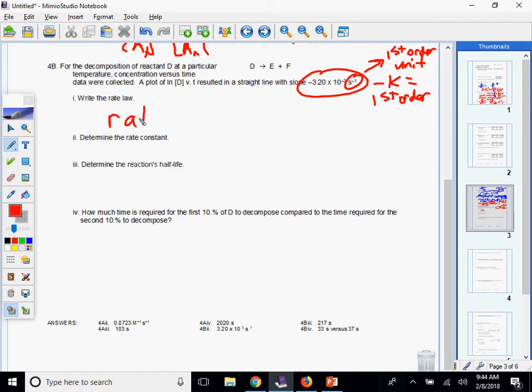Rate equals what? K. Do I need to do anything else? No, that's it. Determine the rate constant. All right? A negative K equals the slope.